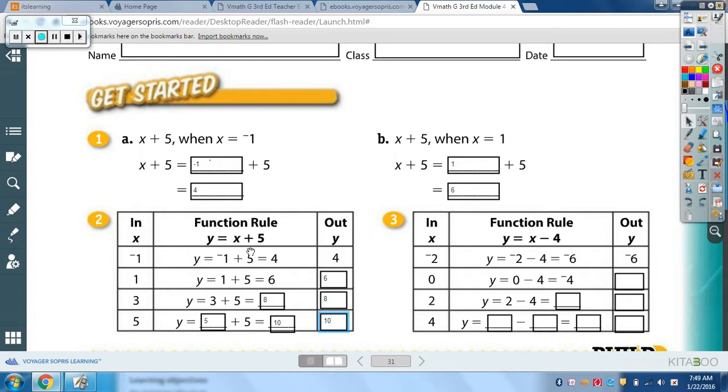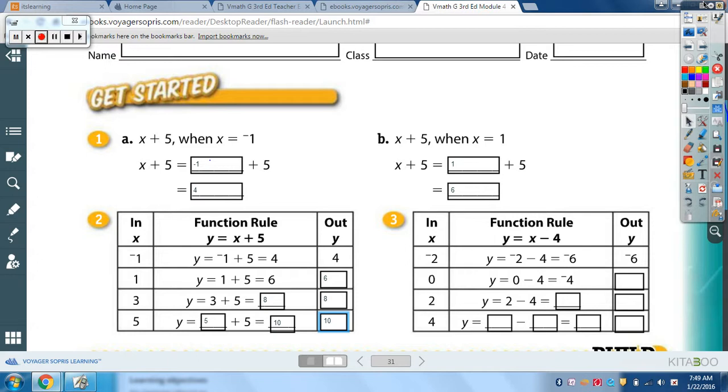So as you can see, just as we've done in the past, when we have an equation and we're given a value for our variable, in this case we are evaluating y equals x plus 5 when x equals -1, 1, 3, or 5. We're substituting those values for x and solving our equation, just as we've done in the past. This will give us our y value, as you see here, which is our output.